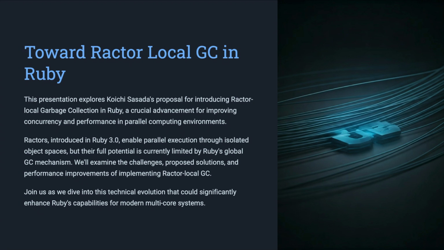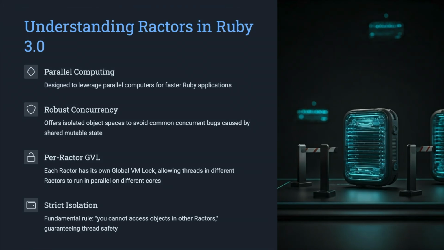Setting the stage, Ractors landed in Ruby 3.0. Big deal. Remind us, what exactly are Ractors? What problem were they built to solve? Ractors were basically Ruby's big push to enable true parallel computing, using all those cores modern CPUs have. Because before Ractors, Ruby had threads, but there was the GVL. Exactly, the global VM lock. The GVL meant that generally only one thread could run Ruby code at any single moment, even if you had 16 cores sitting idle. Kind of a bottleneck. So Ractors were meant to break that GVL bottleneck, get actual parallel speed? That was the primary goal, yes.